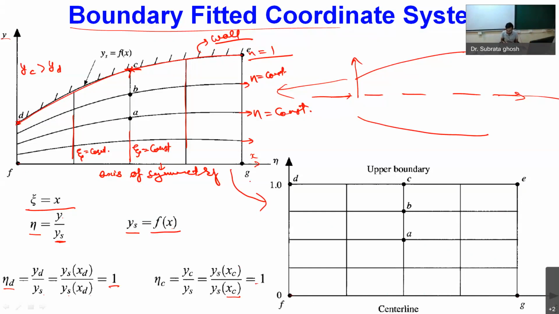So the F and G points correspond to the center line. And this top boundary over here has different values of y, but this entire line has the same value of eta, which is equal to 1. So in the zeta-eta system, corresponding to eta equal to 1, all the points will be collinear.